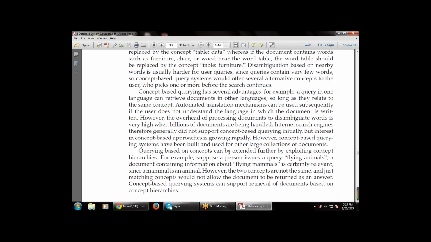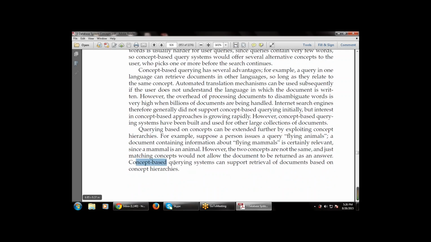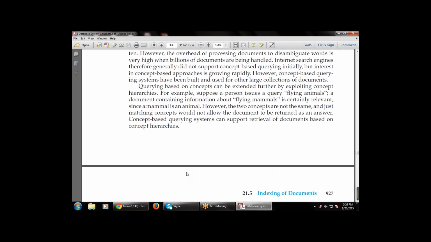Querying based on concepts can be extended further by exploiting a concept hierarchy. For example, suppose a person issues a query for flying animals. A document containing information about flying mammals is certainly relevant, since a mammal is an animal. However, the two concepts are not the same, and just matching concepts would not allow the document to be returned as an answer. Concept-based querying systems can support retrieval of documents based on the concept hierarchy.